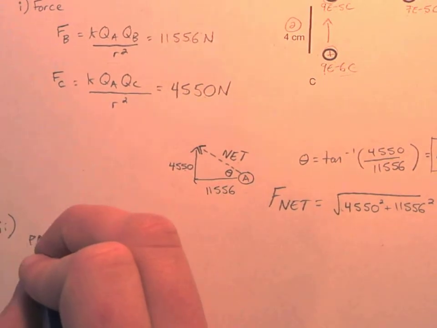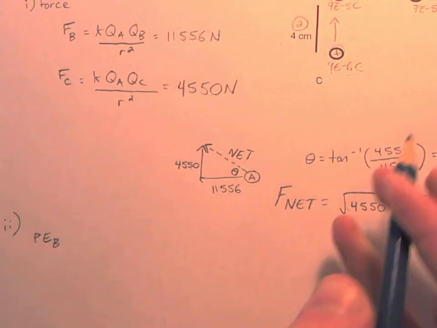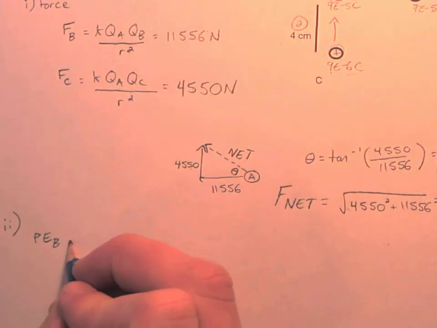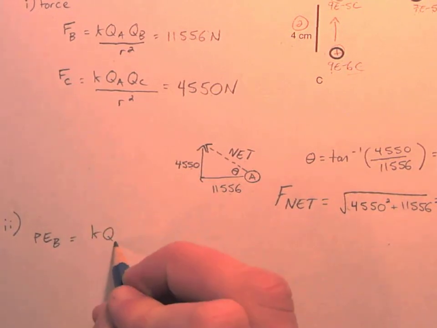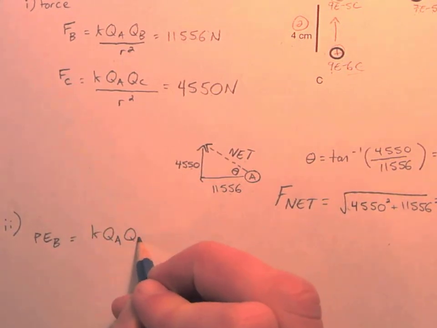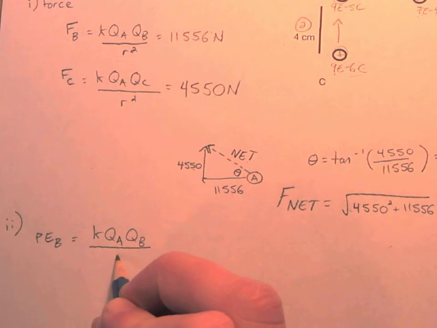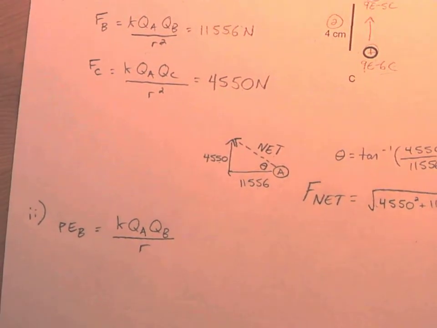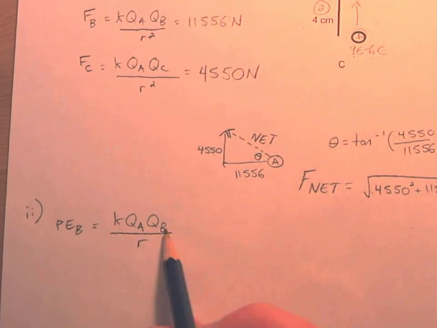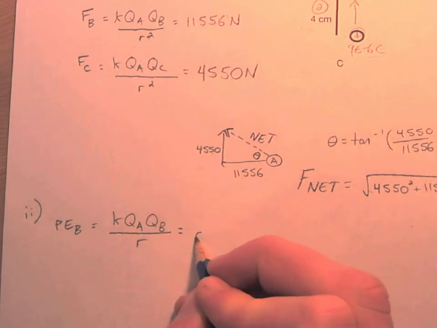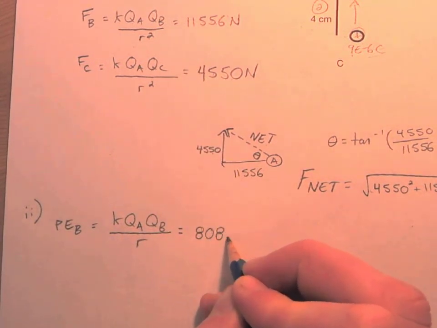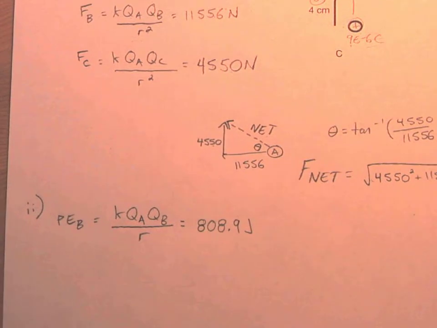So we'll go potential energy in respect to B. So we're only going to look at B. We know potential energy is just K times the charge of A times the charge of B over R this time, not R squared. Okay, the distance between them. So very similar to our last one. If we plug in all our values, you should get 808.9 joules of energy to bring that charge to that spot from B.